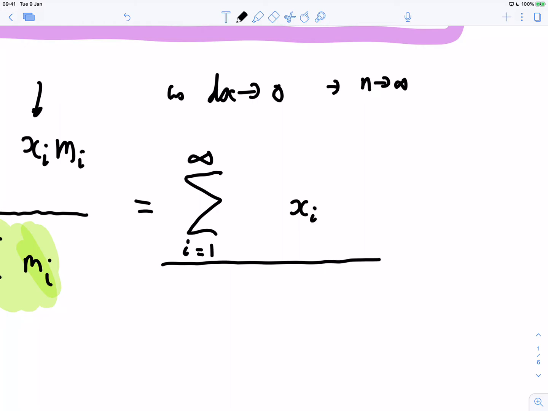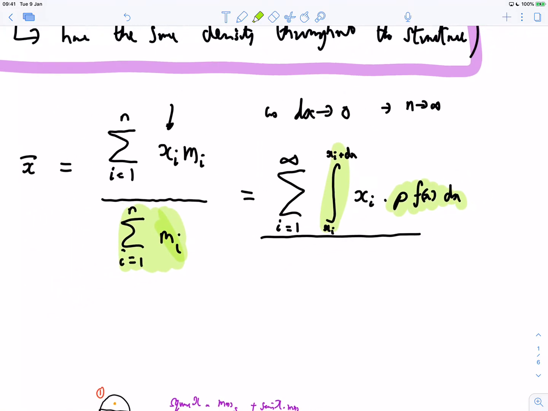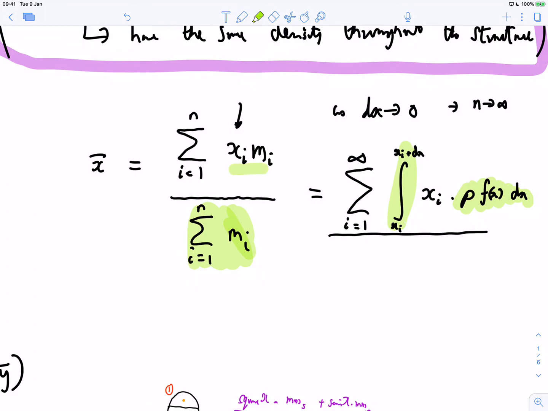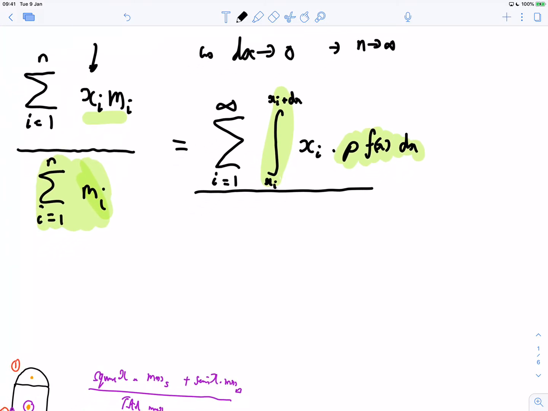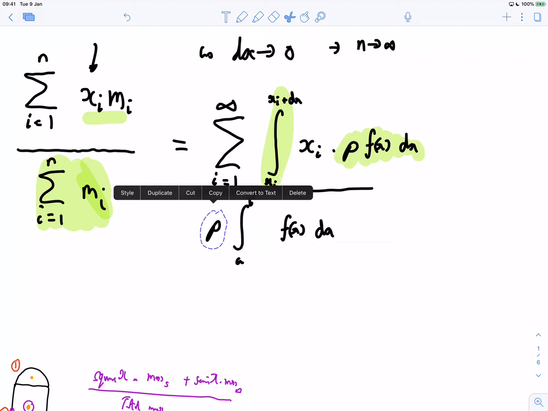The mass of the object is the integral between xi and xi plus some delta x of rho times f(x) dx. Whenever I'm integrating rho times f(x) dx, I'm looking at the mass. So all I'm doing here is mass times position of the centre of mass. And on the bottom, notice we've still got the sum of all the masses, so this is going to be the integral between a and b of rho f(x) dx. Because rho is a constant, I can take that rho on the outside like so.